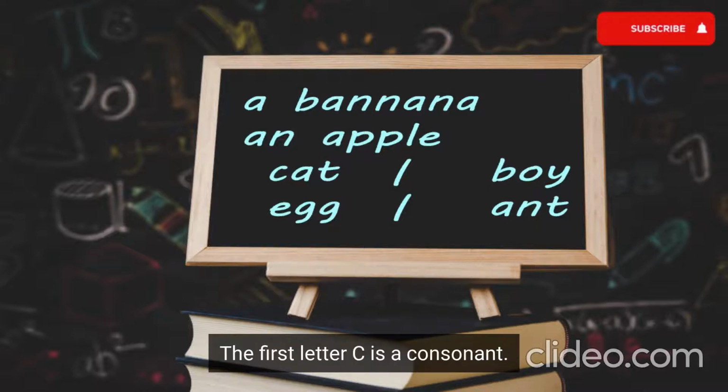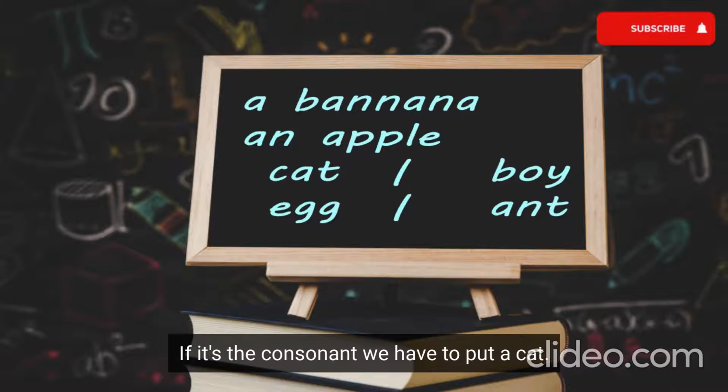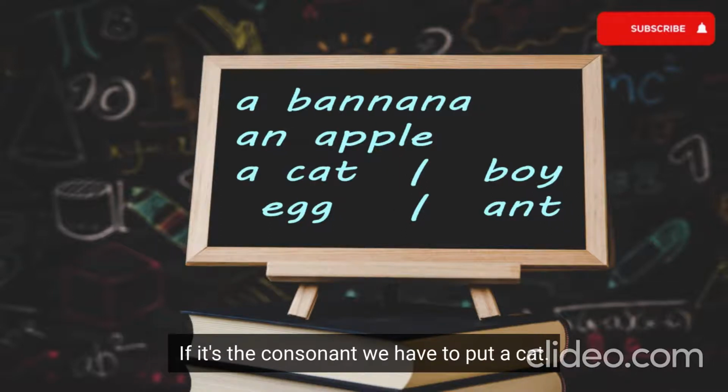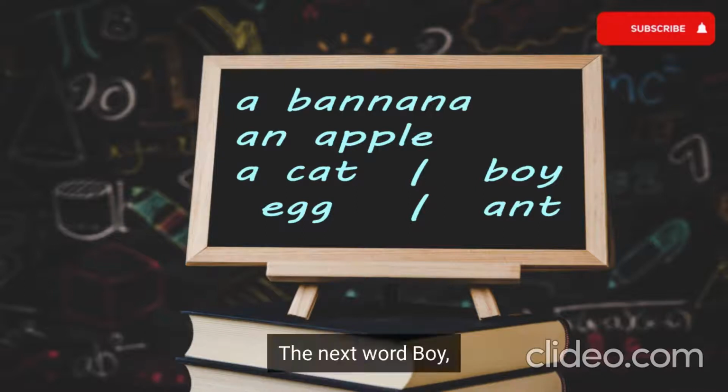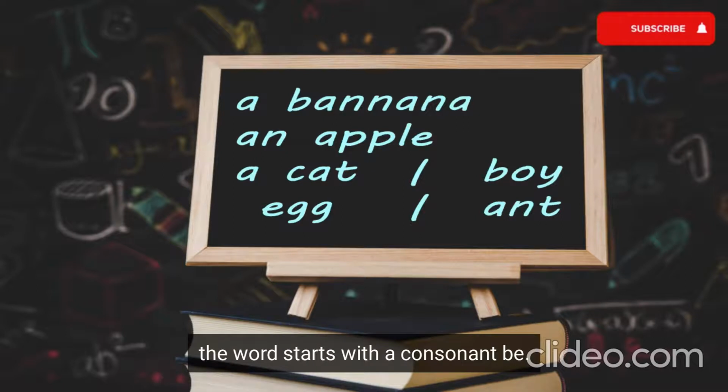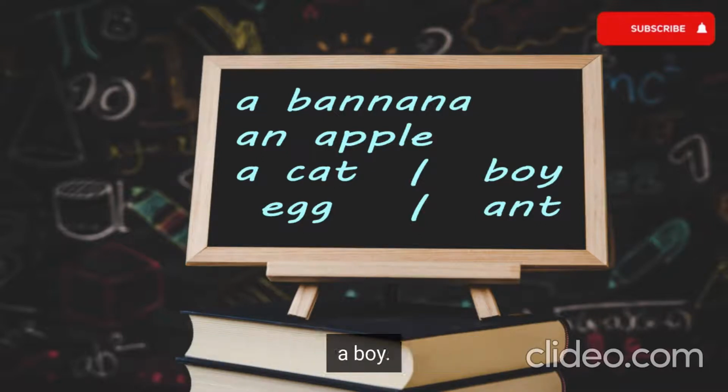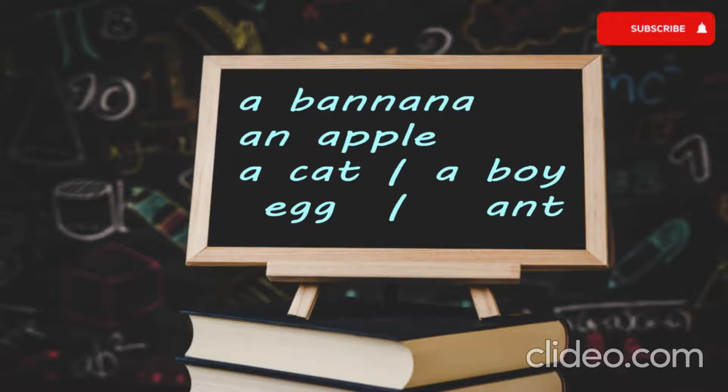Cat. The first letter, C, is a consonant. So should we put a or an? Remember, if it's a consonant, we have to put a. A cat. The next word, boy. Again, the word starts with a consonant, B. So we have to say a boy.